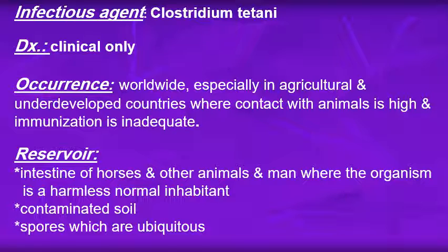Reservoir: the intestine of horses and other animals, and man, where the organism is a harmless normal inhabitant. Also, contaminated soil can serve as a reservoir. It's not only animals or man, even the soil can serve as a reservoir. And the spores, which are ubiquitous. Spores here are very important for the transmission and survival of this microorganism.